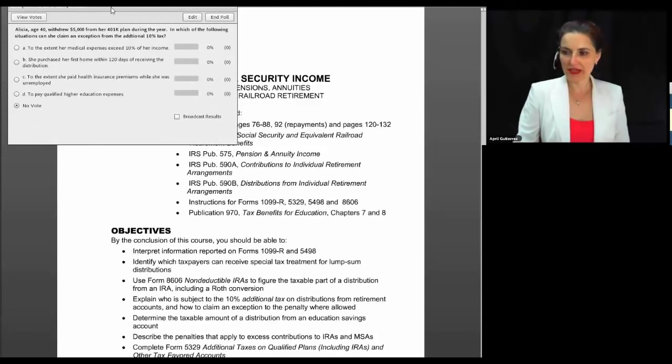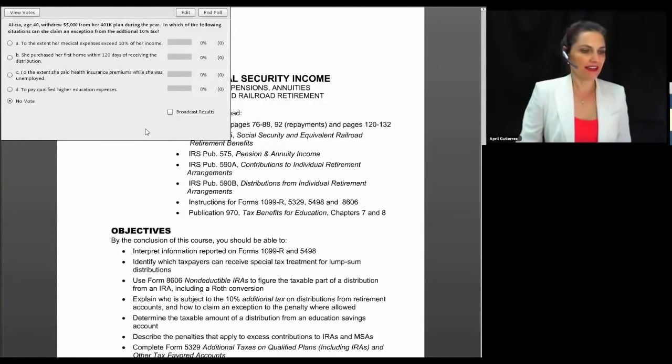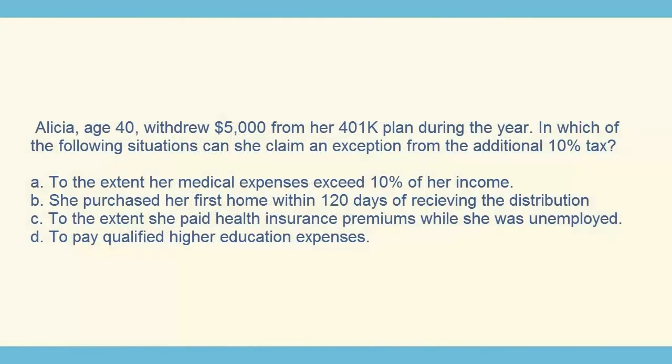So I've just put up a quiz question on the board in front of you, and I'd like you to tell me what the correct answer is. So just take a minute here. We'll read it together. It says, Alicia, age 40, withdrew $5,000 from her 401k plan during the year. In which of the following situations can she claim an exception from the additional 10% tax? So read through the possible four choices and select your choice, and we'll see how most of you do.